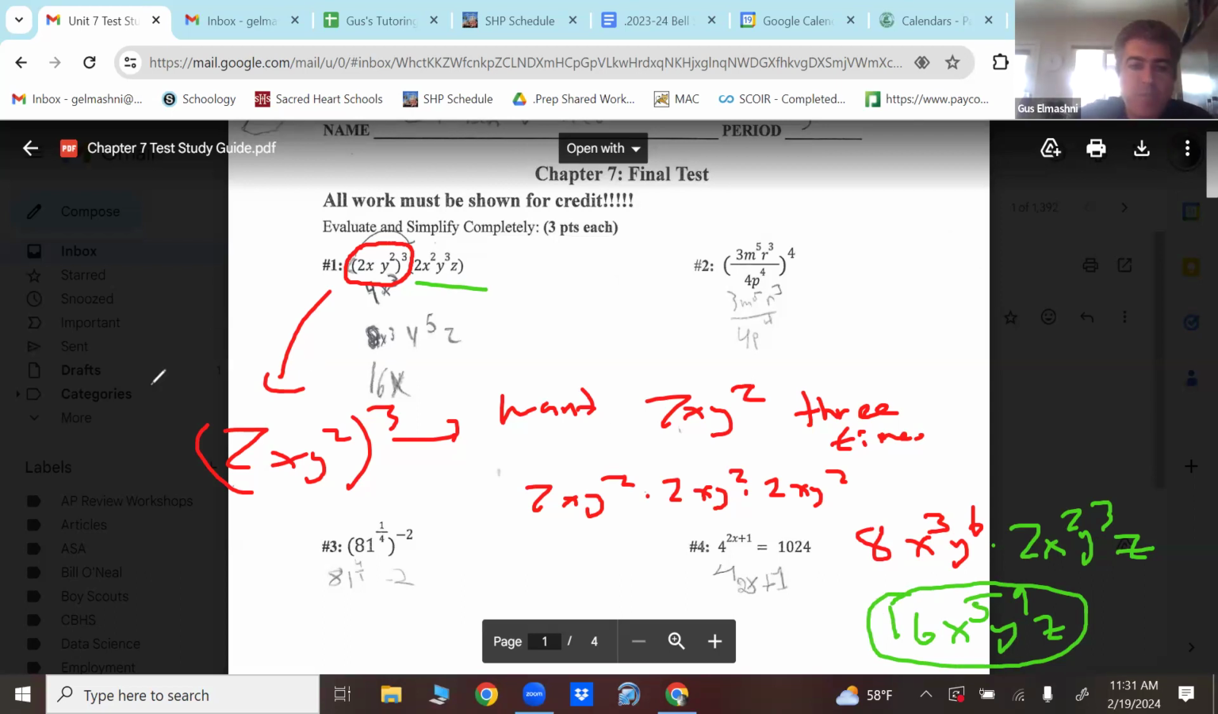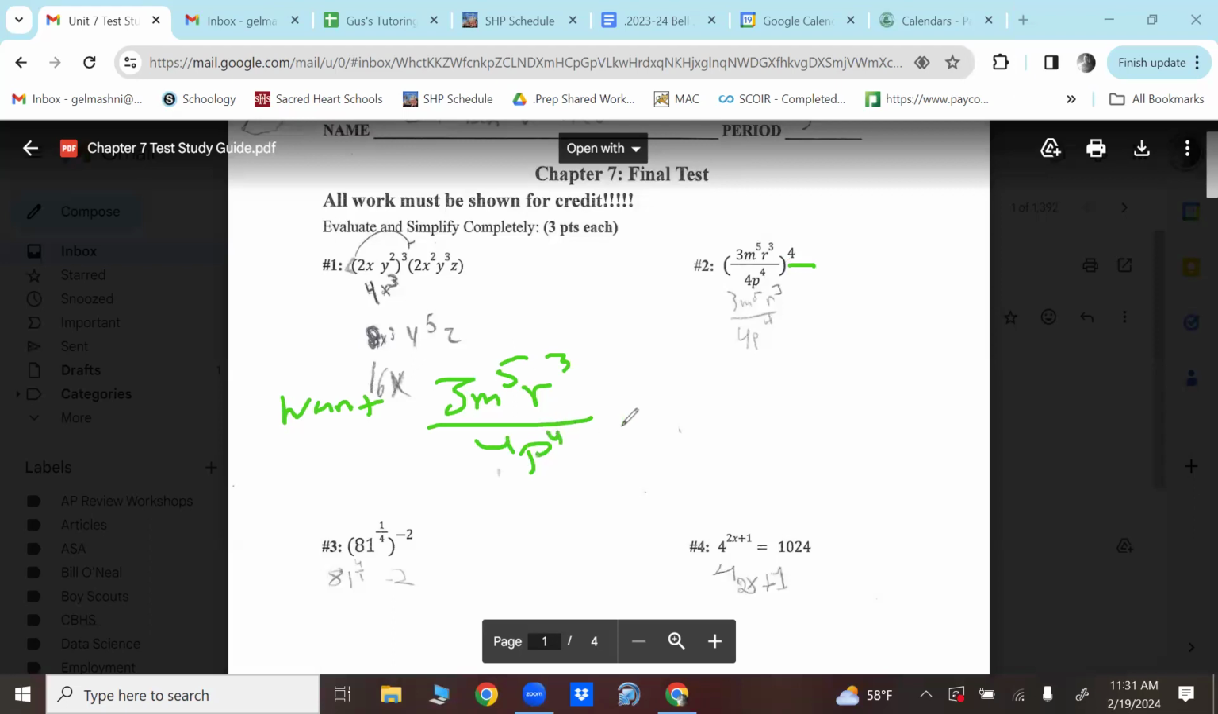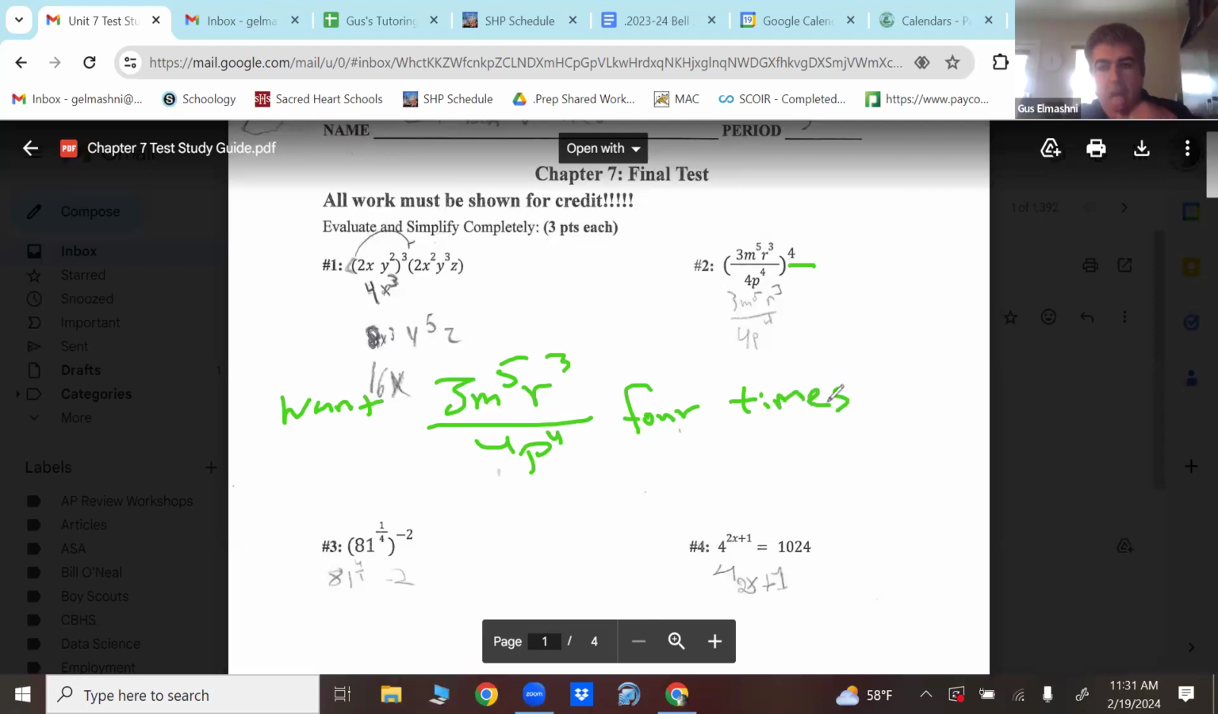Now, along the same lines, let me do a screenshot of that. Actually, for a PDF. Here we go. Okay. Along the same lines, number two, you have the 4 on the outside. So you got to do this. So you want 3 and 5 are 3, 4p4, 4 times.